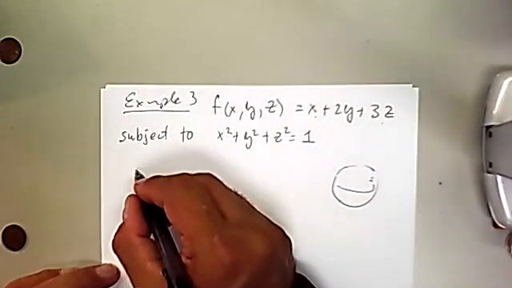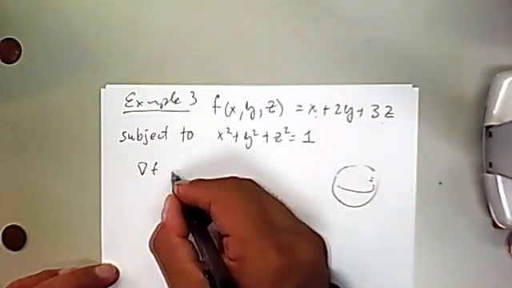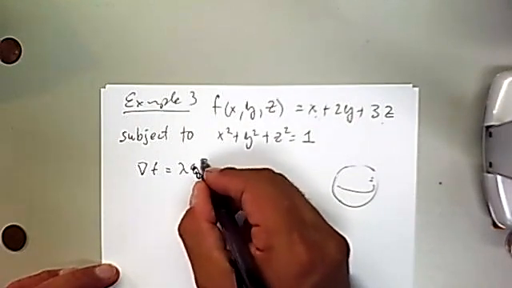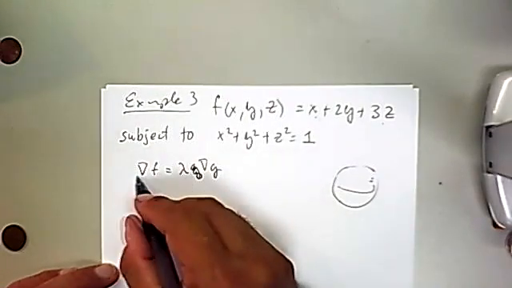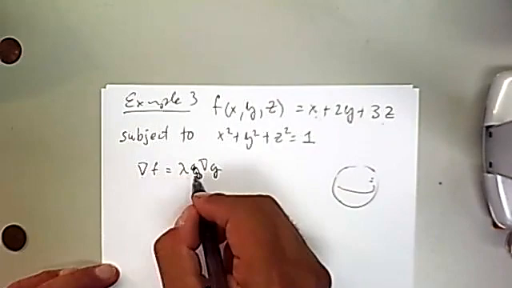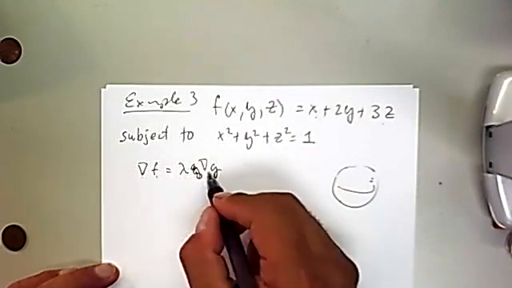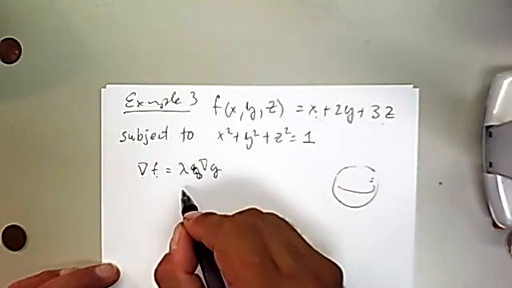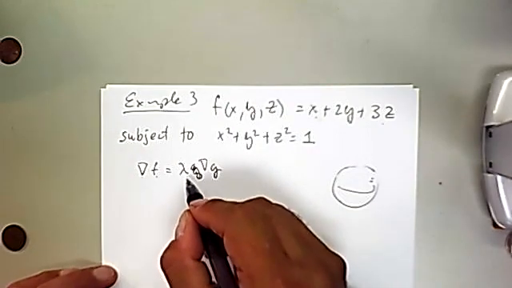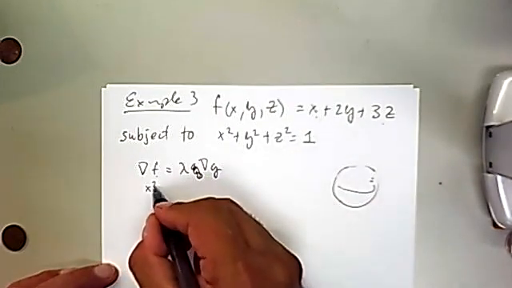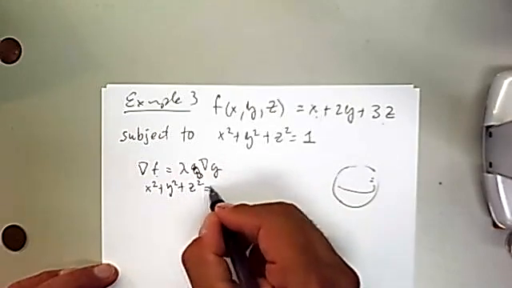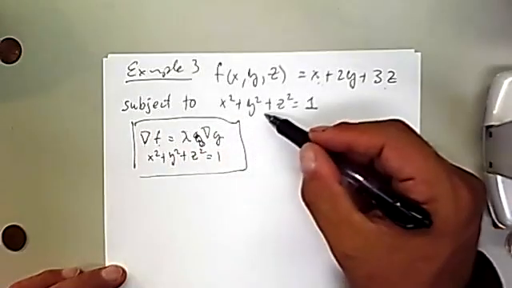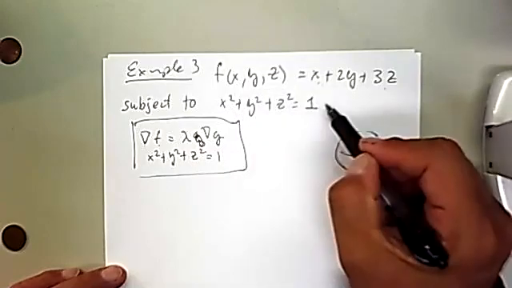So the initial setup, remember, nabla f is equal to lambda nabla g. The gradient of f has to be parallel to the gradient of g, and this equation establishes that they have to be parallel. The constant lambda is the one that causes that to be the case. And we have to have this restriction, x squared plus y squared plus z squared equals 1. All right, so this is the initial setup. Although we did not say what g is, it is understood that it is going to be this minus that.